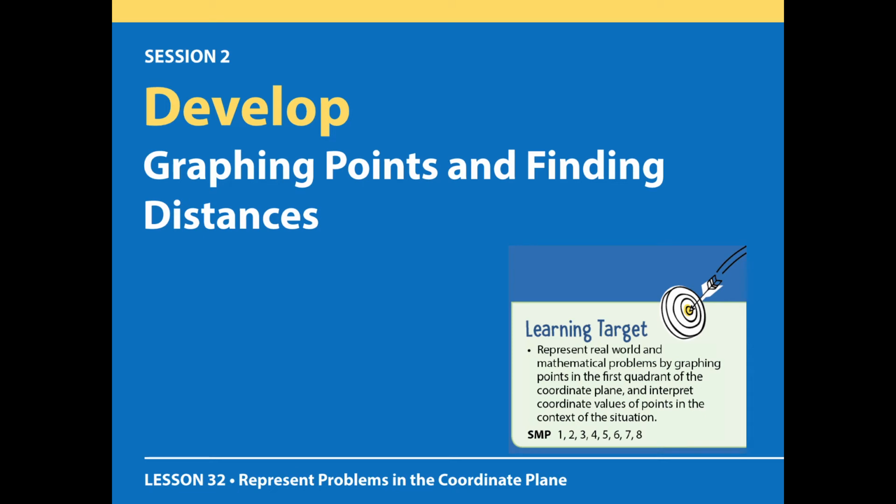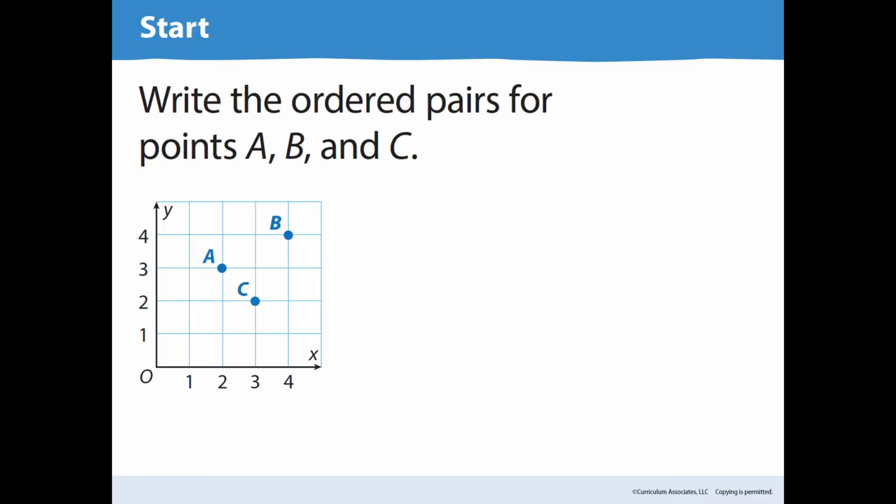This is Lesson 32, Session 2. Develop graphing points and finding distances. Write the ordered pairs for points A, B, and C. Figure it out on your own and then press play to check.